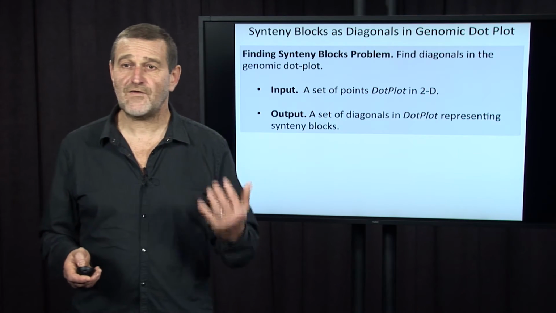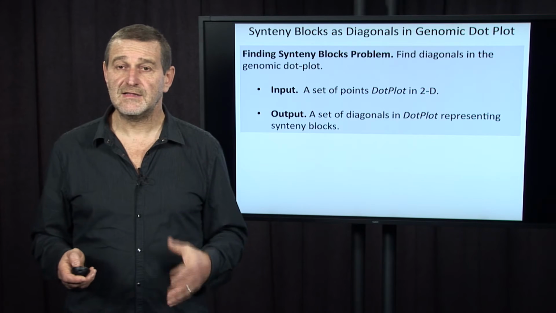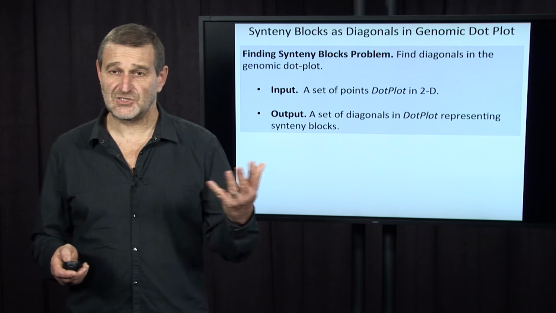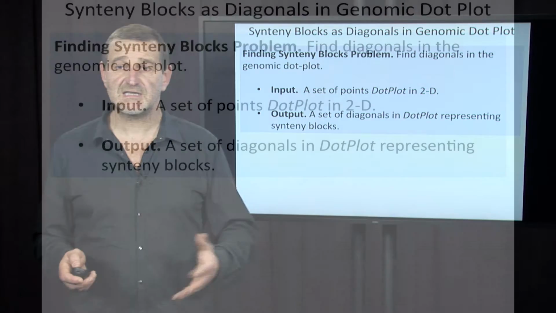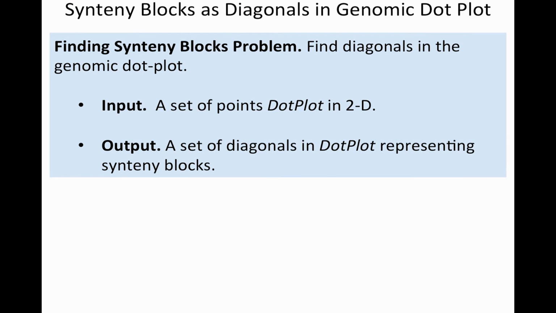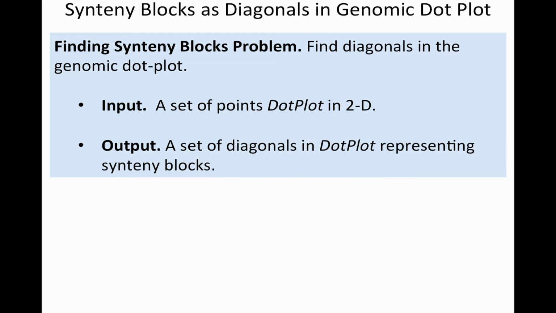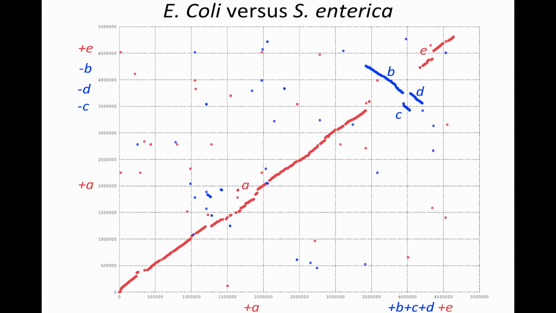And here's the Finding Synteny Blocks problem. Input is a set of points in genomic dot plots in 2D, and the output is a set of diagonals in dot plot representing synteny blocks. Does it make sense? Of course it doesn't make sense, because I have not defined what diagonals are. Look at this genomic dot plot, and you can see that diagonals are not perfect because there are many insertions, deletions, mismatches, and many other artifacts.